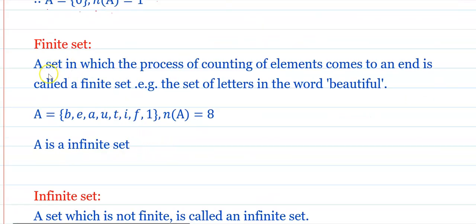Next, finite set. A set in which the process of counting of elements comes to an end is called a finite set. If we start counting the elements in a set and it ends, then it is called a finite set. For example, the set of letters in the word beautiful. Then we write A is equal to {B, E, A, U, T, I, F, U, L}. Therefore, n of A is equal to 8. Therefore, this is a finite set. A is a finite set.